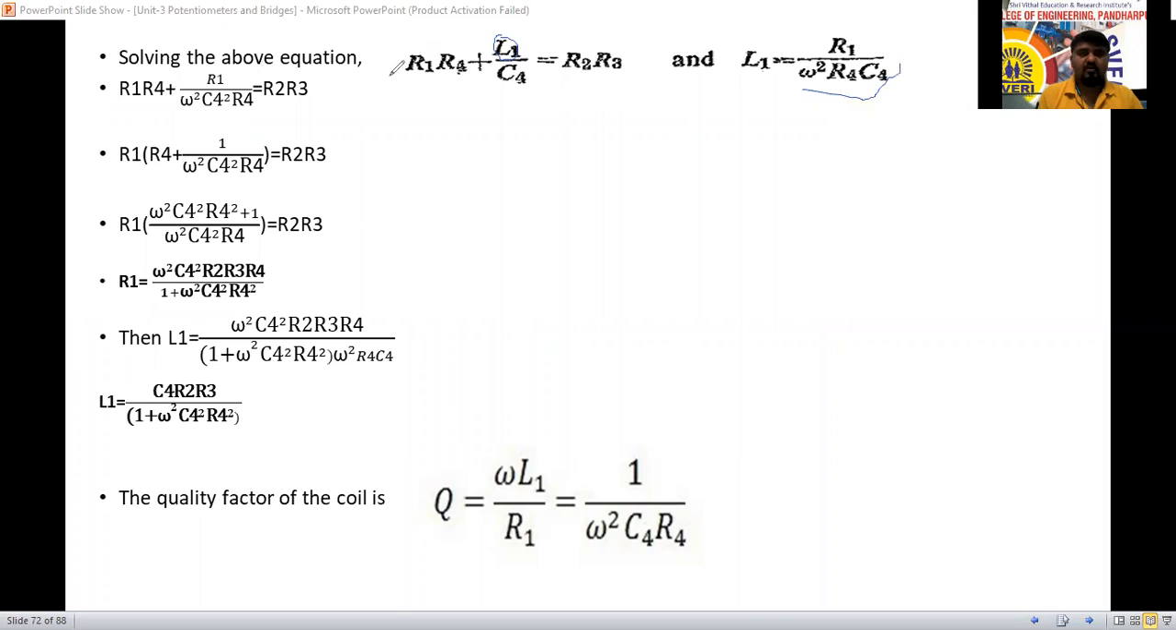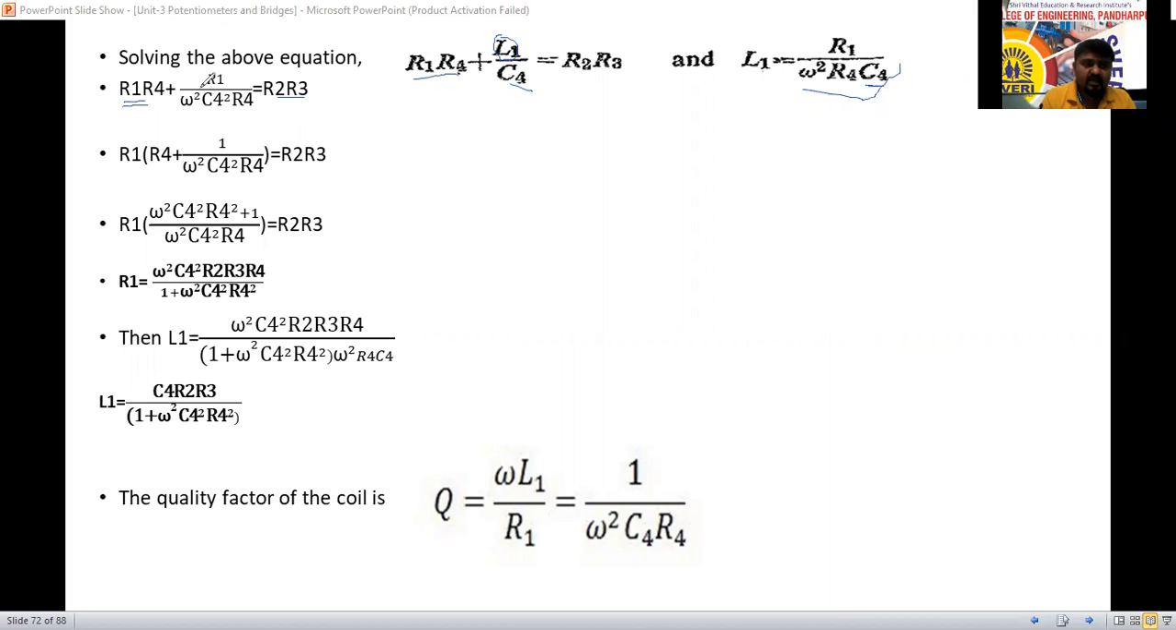We'll do solving the above equation. Here R1 R4 is there. I will write R1 R4 as it is. In this place of L1, I will write R1 divided by omega square. Here also C4 is there. Here also C4 is there. C4 into C4, C4 square, and into R4 we have written, equal to R2 R3 we have written here.